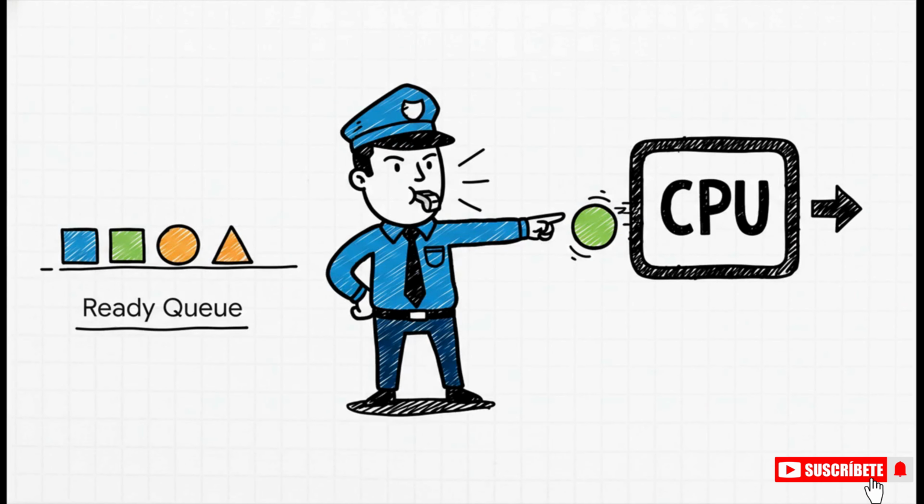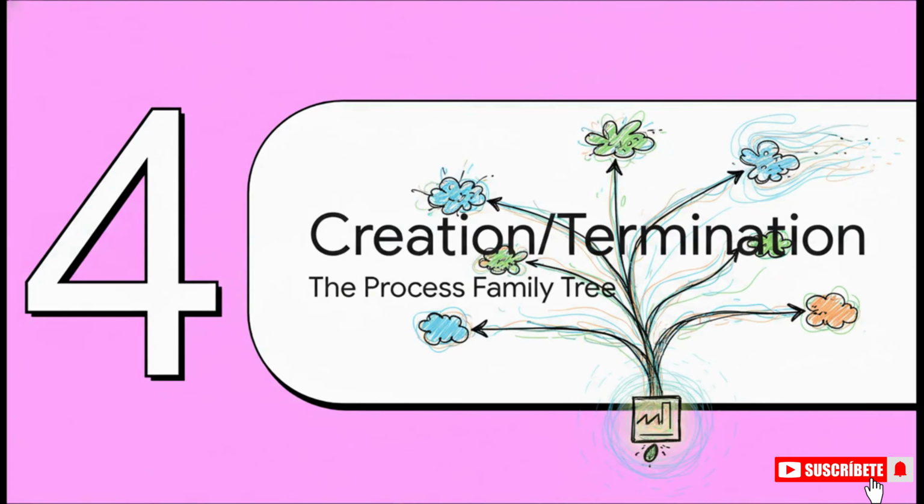So who is making that critical decision? Who decides which process in that big ready line gets to go next? That is the job of the OS scheduler. You can think of this scheduler as the traffic cop for the CPU. It looks at all the processes lined up, and using some kind of algorithm, it picks one and waves it through to the CPU. The entire speed and feel of your computer really depends on how good a job this scheduler does.